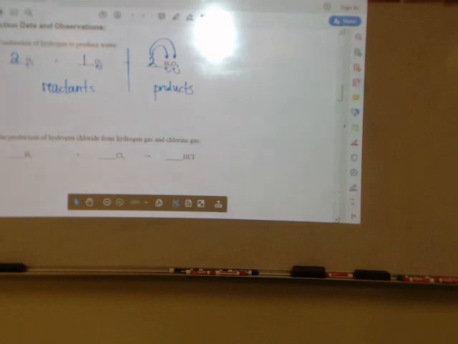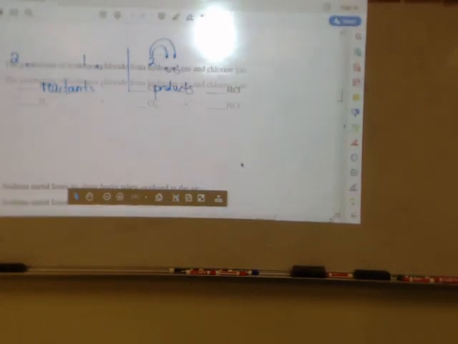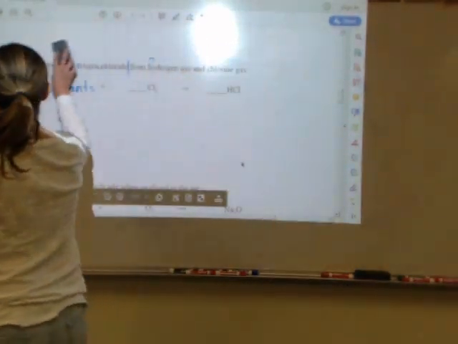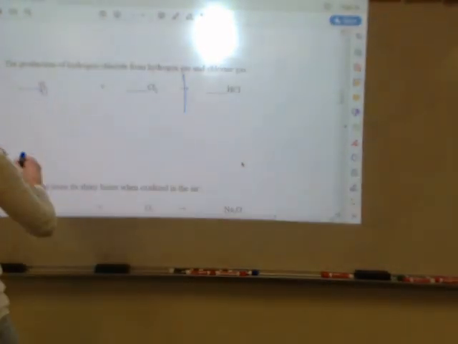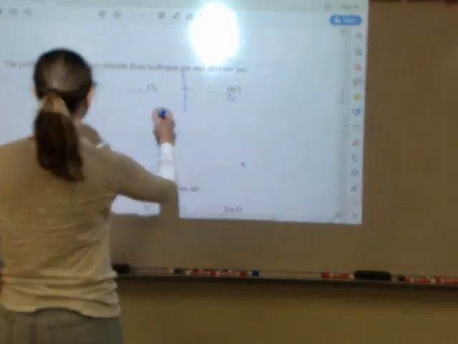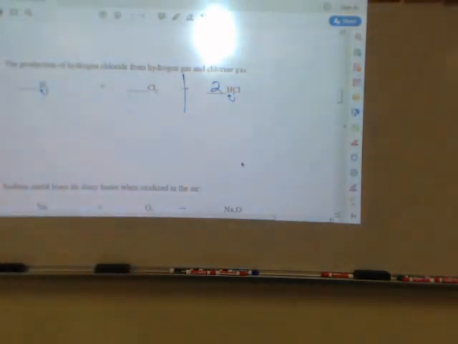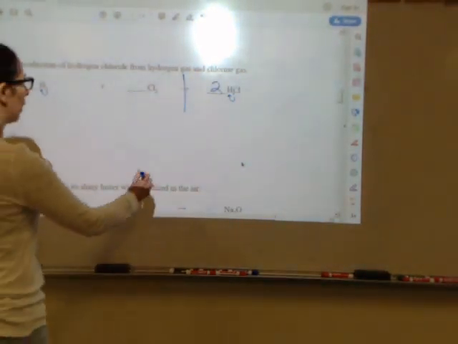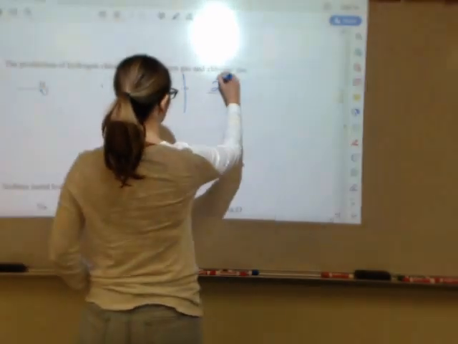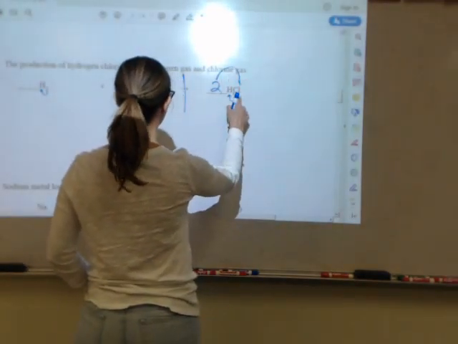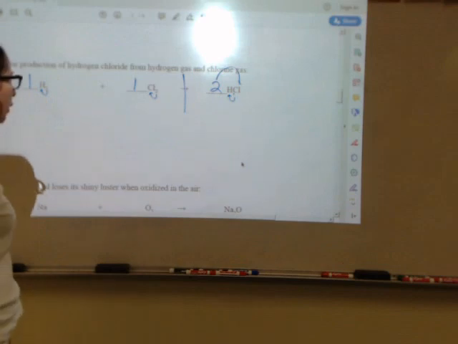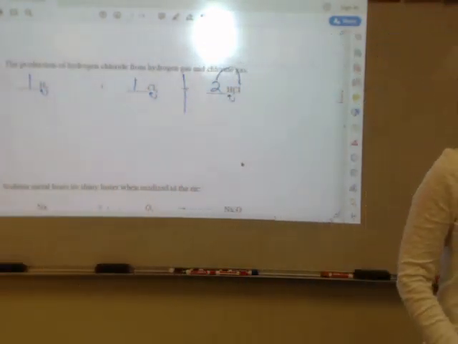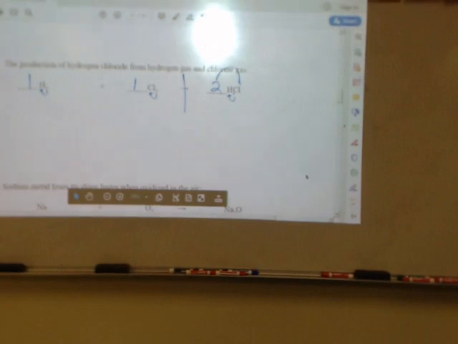Let's take a look at question number 2. So I have 2 hydrogen on the reactant side and 1 on the product side. So I'm going to put a 2 in front of HCl to balance my hydrogen. Then I have 2 chlorine on the reactant side. I already put a 2 on the product side in front of HCl to balance the hydrogens, which also conveniently balanced my chlorine. I can put a 1 in front of H2 and Cl2. I have the same number of each type of atom on each side, so that means I am done. My coefficients are 1, 1, 2.